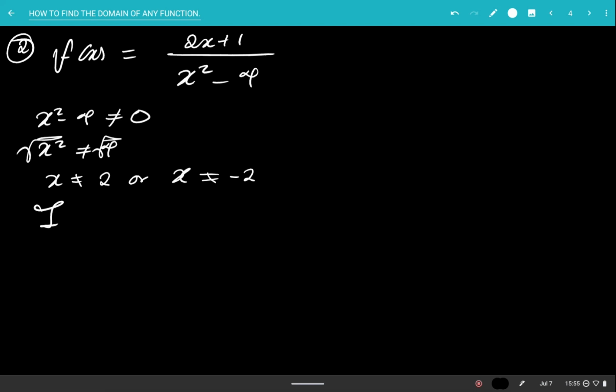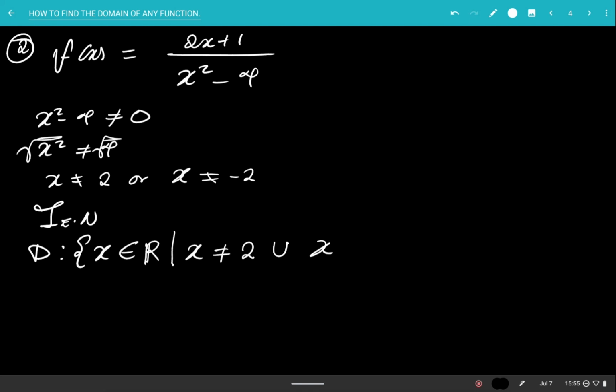Now, the domain will simply be a condition where x should be a member of all real numbers such that x should not equal positive 2, or x should not equal minus 2.